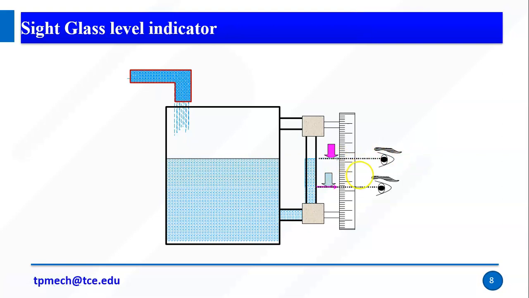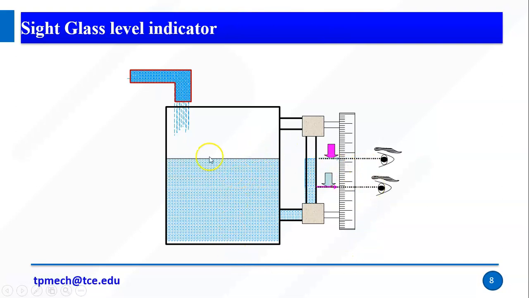Parallax error is nothing but you need to view orthogonally, at 90 degrees. Otherwise, if you view from some inclination other than 90 degrees, it shows a different value, right? We need to ensure that we view orthogonally, right? So this is the side glass level indicator.